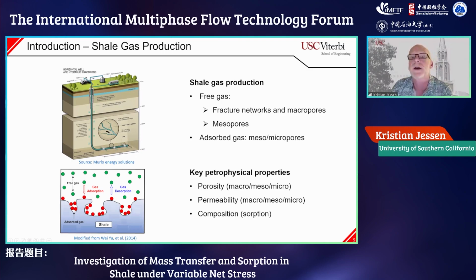the subsurface. Because the gas that we're looking for exists either as free gas in the fracture networks that exist in the rocks, or the macropores that we also find, as well as to some extent the mesopores, and also as adsorbed gas in meso and micropore spaces in the subsurface. So the trick is basically to connect all of these, and therefore the petrophysical properties of interest to us are really simple. It's the usual porosity, permeability, and also to some extent the composition of the materials that we have, because it just controls the amount of adsorption that we often find.